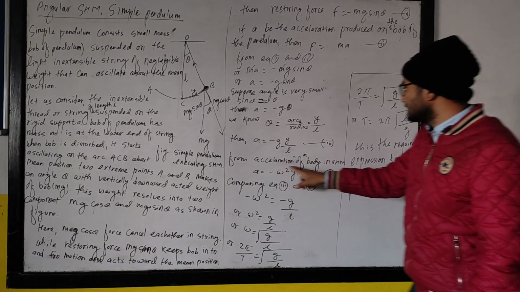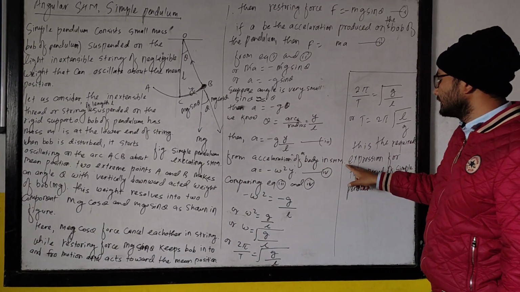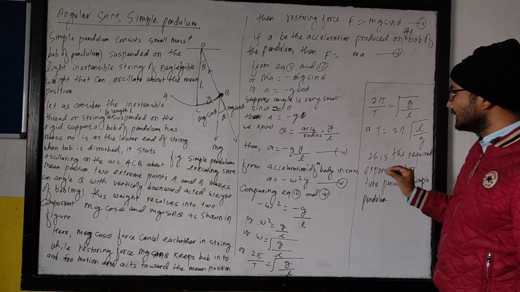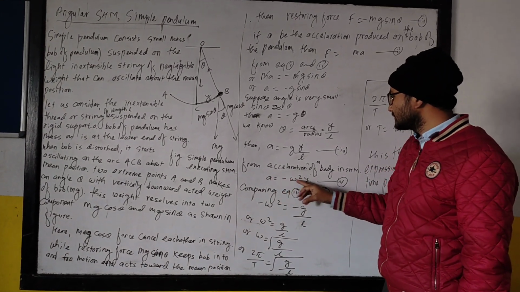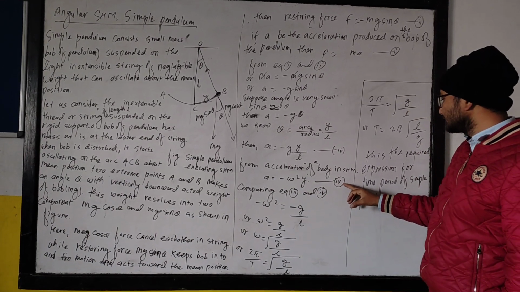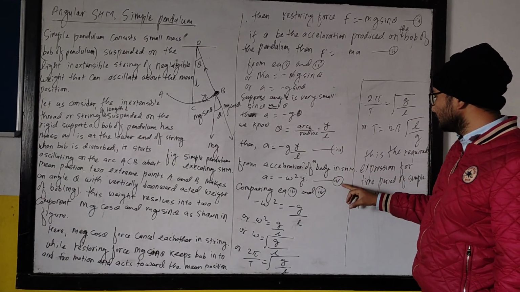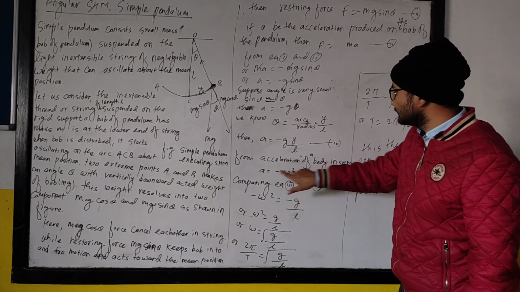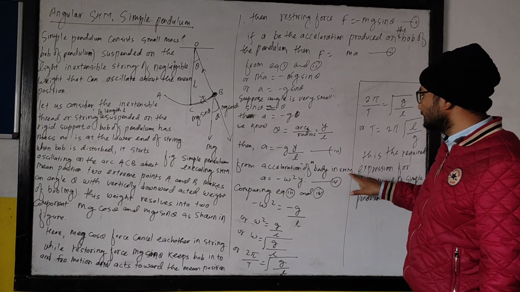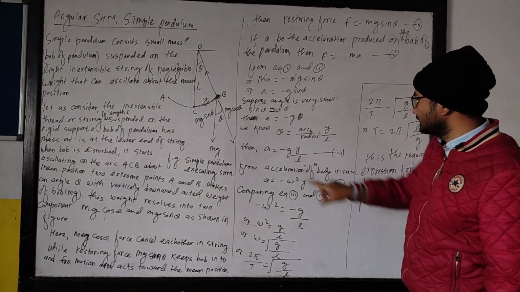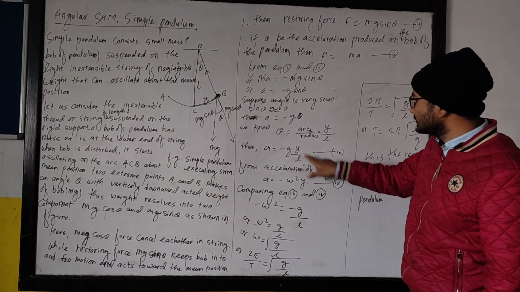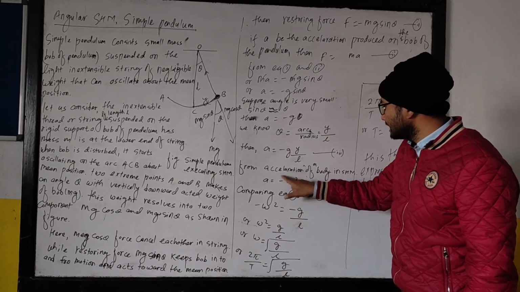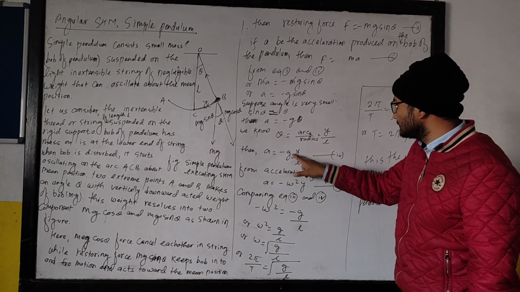And from the acceleration of a body in SHM, simple harmonic motion, if any body is in SHM, it has the expression a equal to minus omega square y, which we consider equation 4. This is equation 3. When we compare these two equations, one from the body in simple harmonic motion and this one we have calculated from this figure, y equal to y and a equal to a, so you can write omega square equal to g by l.